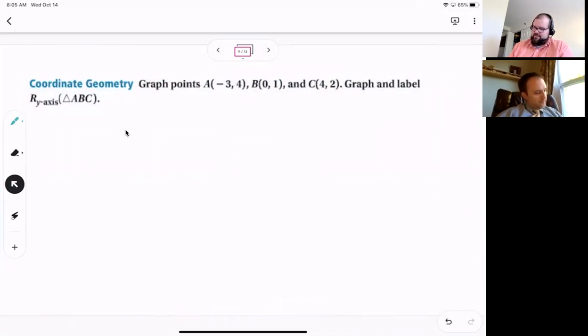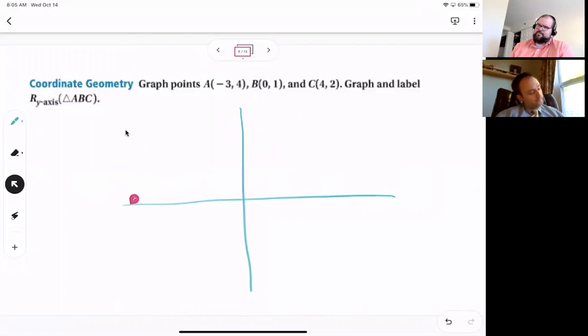All right. The points, graph and label. Okay. Mr. Butterworth, is this a good one for them? I think so. I think one of the Edpuzzle questions could be, where does point A wind up?